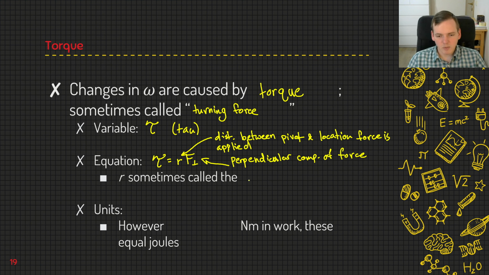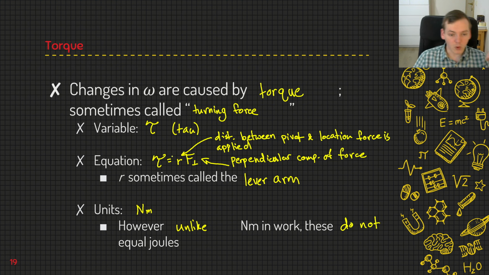R is sometimes called the lever arm. So if you see that term, that's our R here. The units for torque, you can kind of guess here. You've got meters and you've got newtons. So it's going to be newton meters. However, unlike the newton meters that we see in work, these do not equal joules.